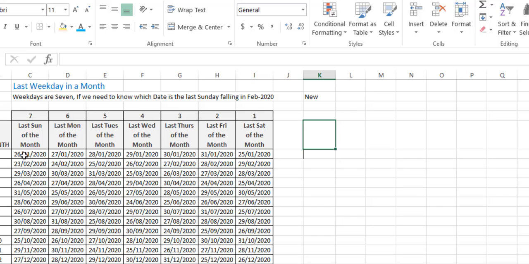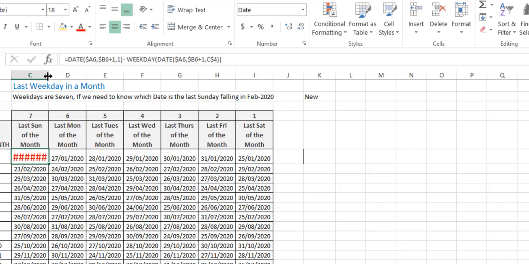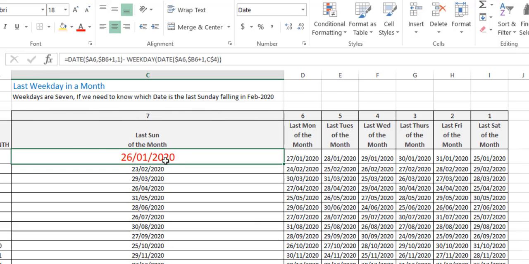Last Sunday, the same way. Like here is the Sunday. This is the last Sunday of Jan 2020. To find out if it is really this date, our formula says that this is the last Sunday of January 2020. The formula is working actually for the purpose to find out the last day of the month.